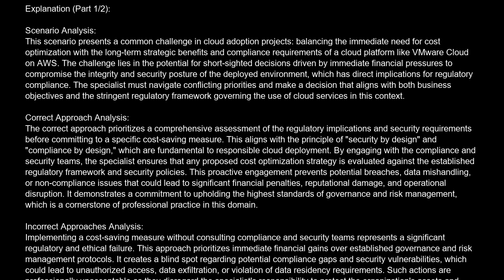This proactive engagement prevents potential breaches, data mishandling, or non-compliance issues that could lead to significant financial penalties, reputational damage, and operational disruption. It demonstrates a commitment to upholding the highest standards of governance and risk management, which is a cornerstone of professional practice in this domain. Incorrect approach analysis.